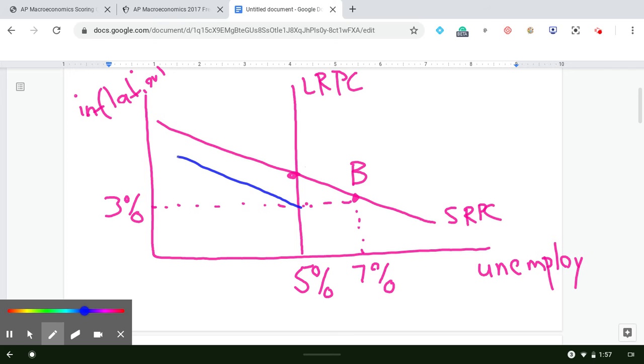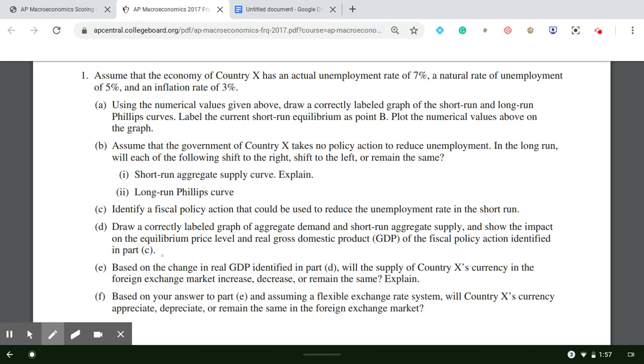As people lower their inflationary expectations, the short run Phillips curve is going to move to the left. We'll come back to this long run Phillips curve point with the full employment level. So yes, the short run Phillips curve will shift to the left, and the reason is because people will lower their inflationary expectations, because we've ended up with lower inflation than we expected. But we'll adjust. Long run Phillips curve, nothing's going to happen to it.